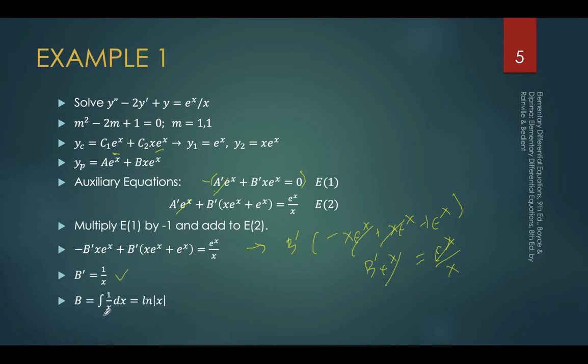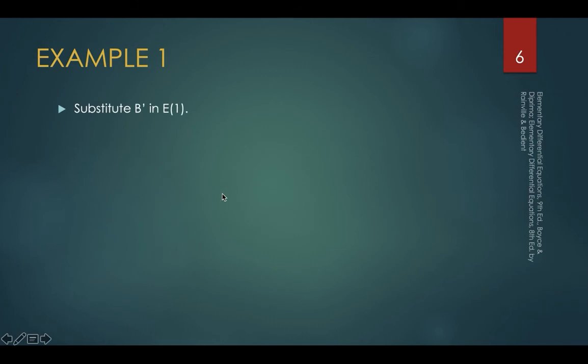And then we integrate to get b equals ln of x. The next step is to substitute b prime in equation 1, and you'll be able to solve for a prime. Let's continue. So this is your b prime.